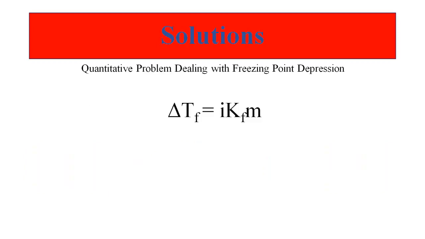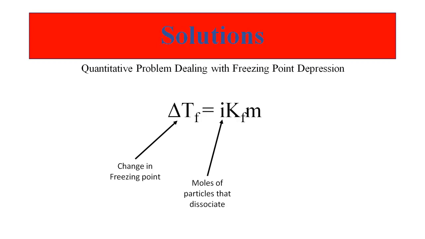In order to deal with quantitative problems dealing with freezing point depressions, boiling point elevations, and vapor pressure, there's a formula that was developed experimentally. Delta Tf equals i Kf m. There are 4 variables in here that you need to keep in mind. The change in the freezing point, remember that the delta sign always means change. i, which is the moles of particles that dissociate.